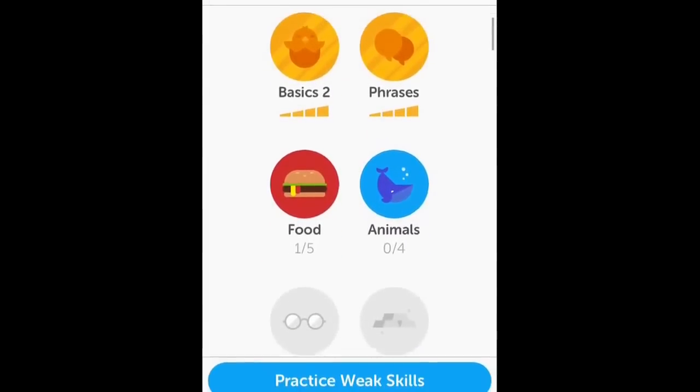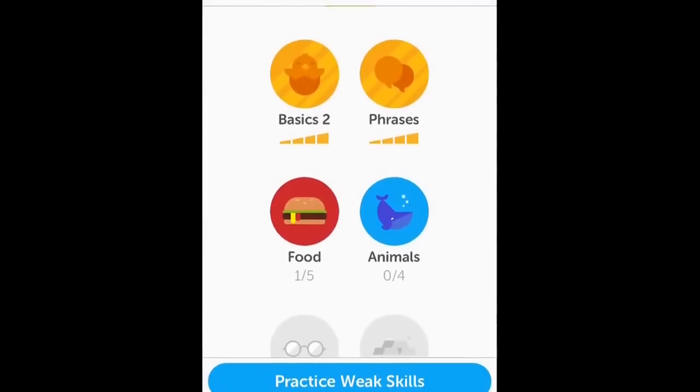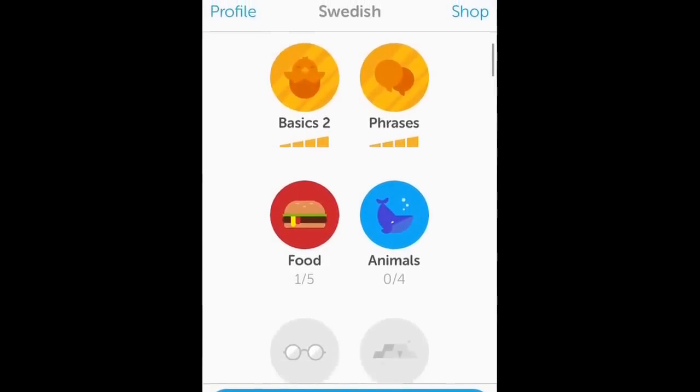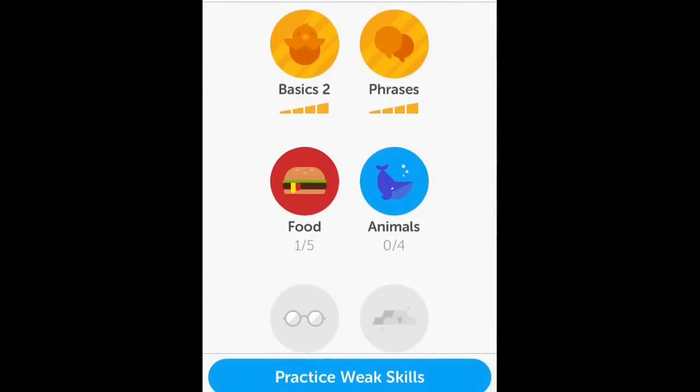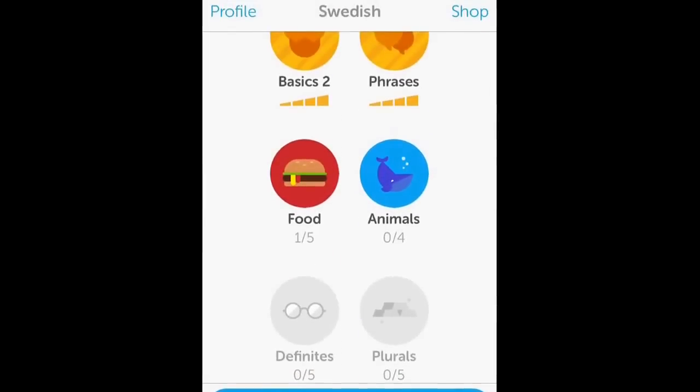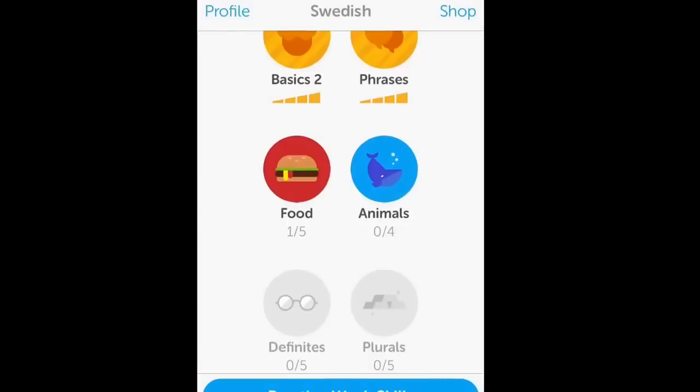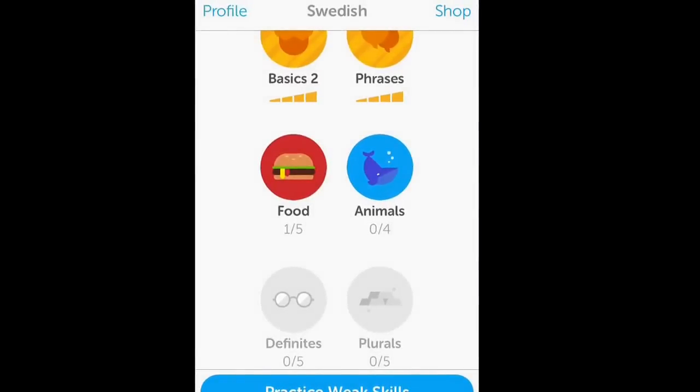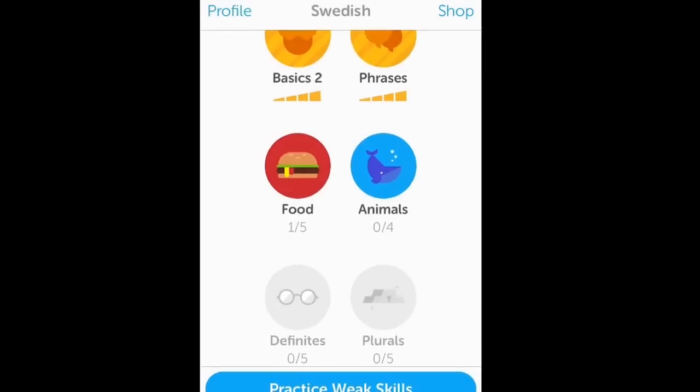Then these here, starting from food, I haven't really gone through yet. I think one out of five. So I'll go ahead and do this, show you guys how it works. And it's free, by the way. Let's go to food. I did lesson one, and then we'll start here with lesson two.